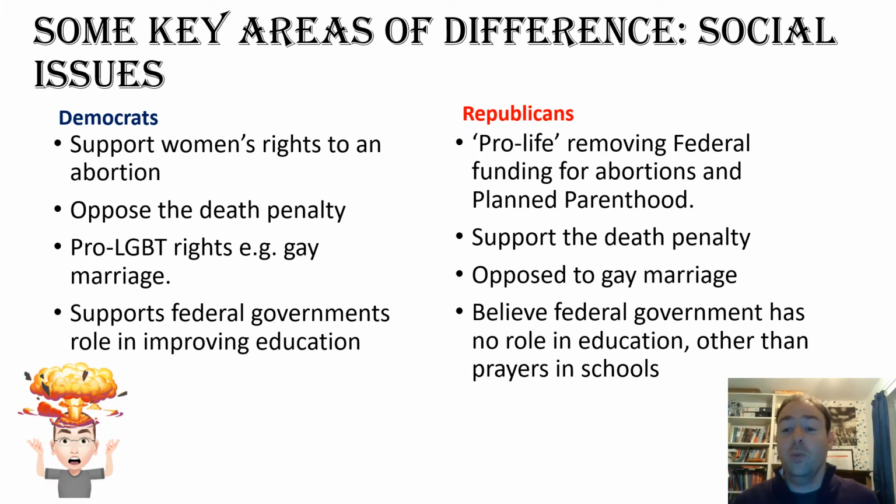Now, one thing that we see a lot of in American politics, which is maybe less of a focus in UK politics, is ideas on social issues. So the Democrats support the woman's right to choose in terms of abortion, whilst the Republicans, and large streams of the Republican Party, are very much what's referred to as pro-life, and this has called for the removal of federal funding for abortions and groups like Planned Parenthood.